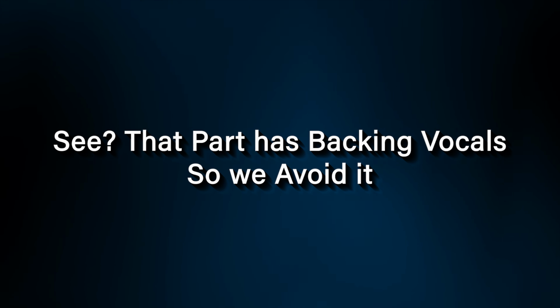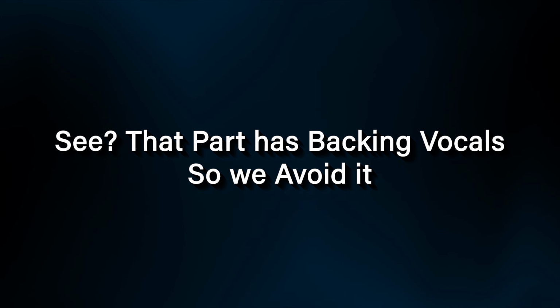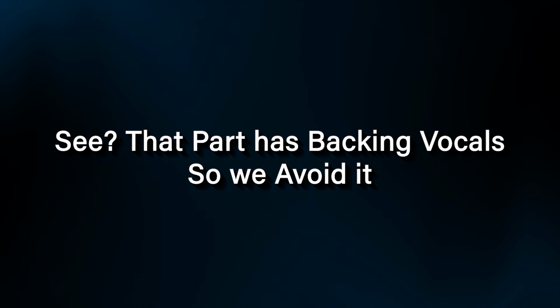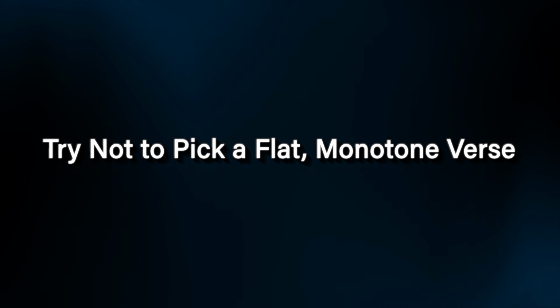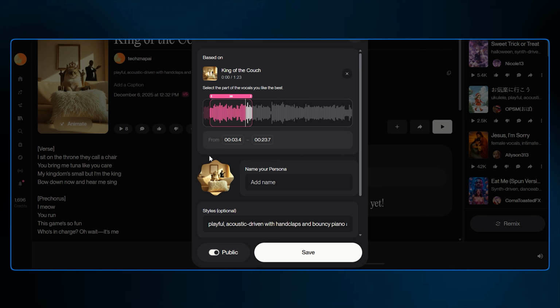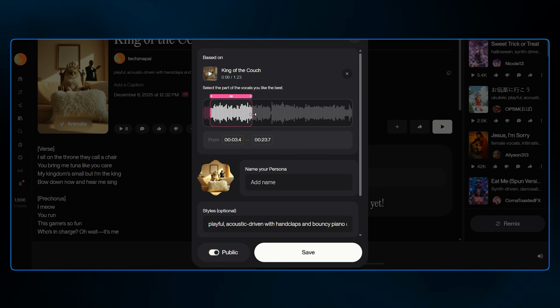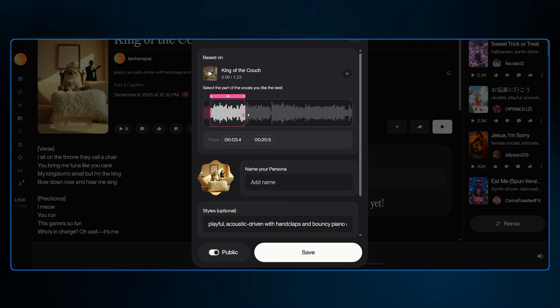See? In that portion, she's accompanied by some backing vocals, so we need to avoid this part. Tip number two, dynamic range. Try not to pick a flat, monotone verse. Include a transition if possible, because you want the AI to learn how the voice sounds when it's soft and how it sounds when it pushes for power.